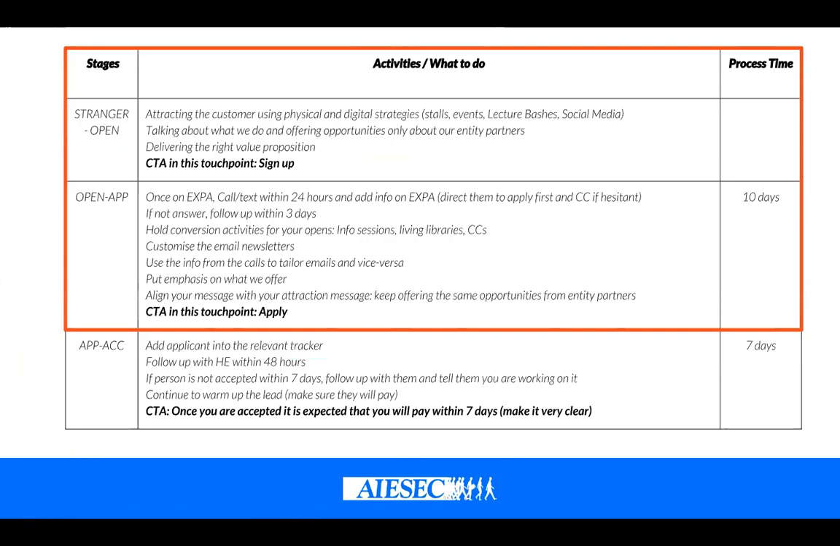In open to app, that's our next stage. So for open to app, what we need to do is we need to call and text within 24 hours our customers that have signed up. And then we need to record their information down to see what they're interested in and how we can help them to apply. We can hold a CC with them. So that's a coffee chat with them. We can invite them to an information seminar or session so they can understand more about us.